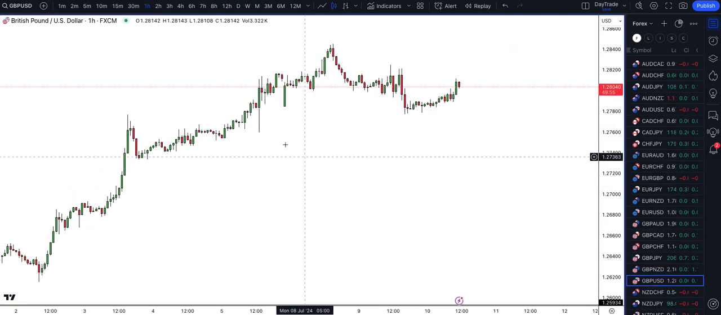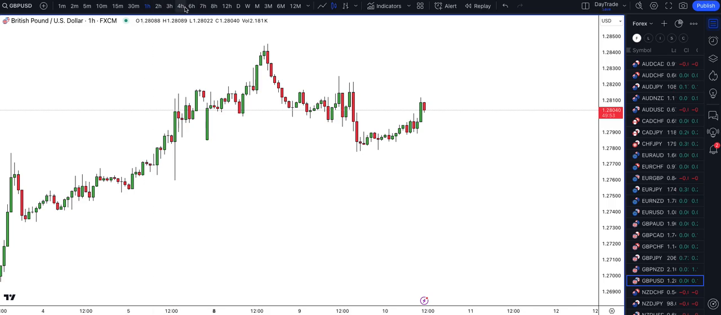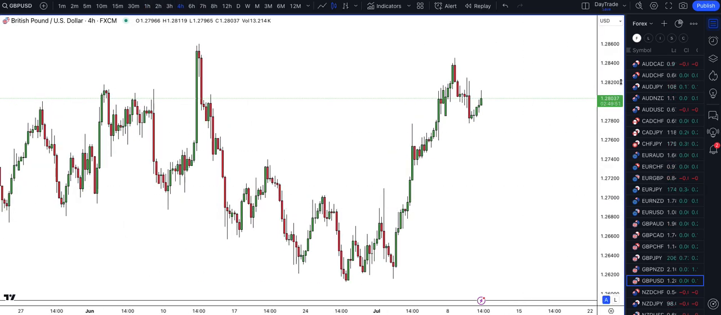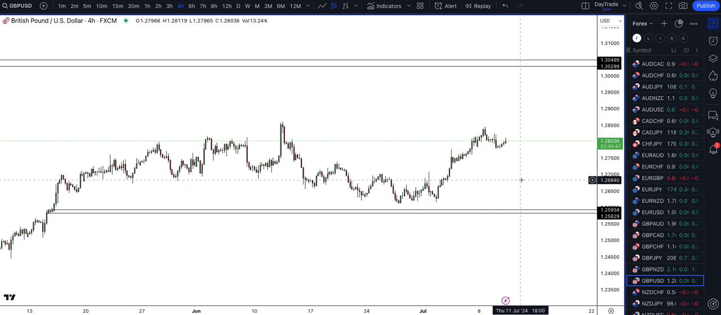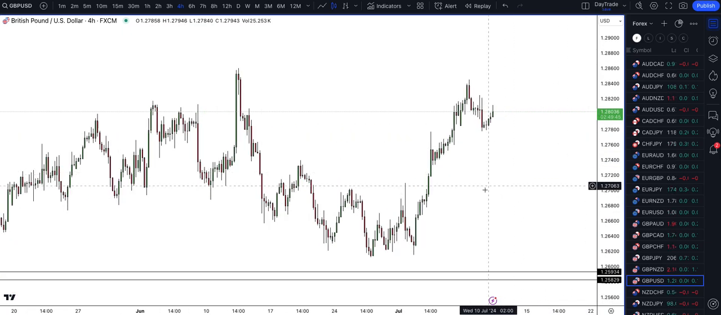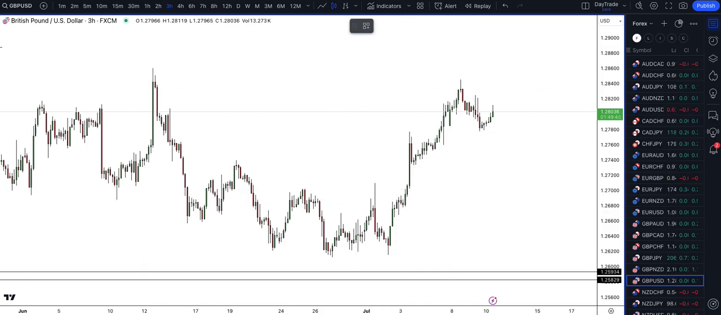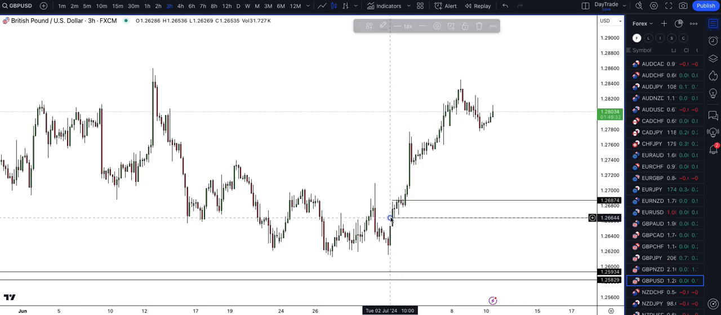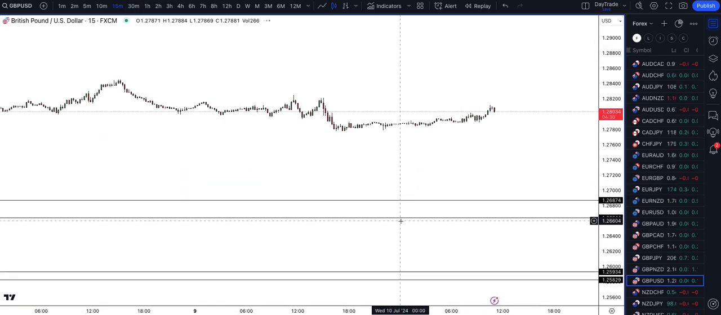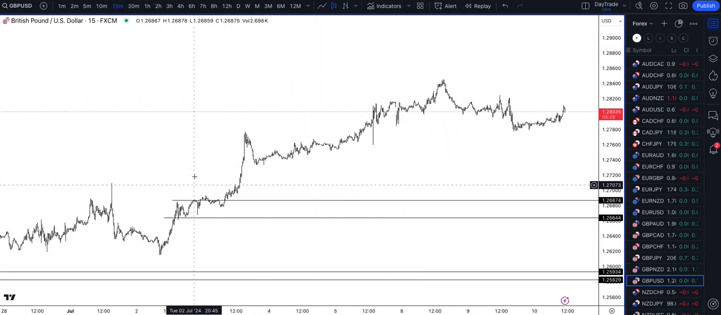Pound dollar or cable, nothing on here. I find pound dollar quite hard to trade usually. It doesn't really respect the zones very often. Could be one down here if we went to the 3 hour time frame. And this is a process I take every day, either at 10 p.m. in the evening or I'll do it in the morning as well. Obviously today I'm doing it in the morning.